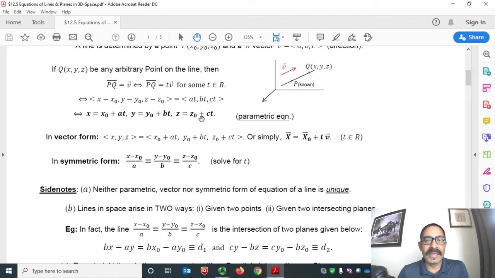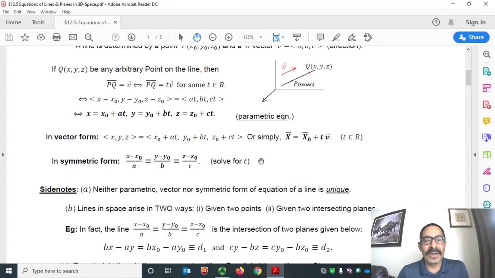Then to eliminate that t, we have (x minus x0) over a equals (y minus y0) over b equals (z minus z0) over c. This is the symmetric equation of a line. Great. I hope this makes sense to you all.